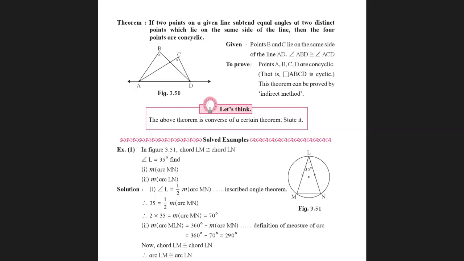If 2 points on a given line subtend equal angles at 2 distinct points, so it is angle ABC and angle ACD, these are the 2 angles which are being subtended on the same side of line AD, then all 4 points A, B, C, D are concyclic. You need to understand this theorem because application of this theorem is there in your exercise. Okay, so that's about the theorem.